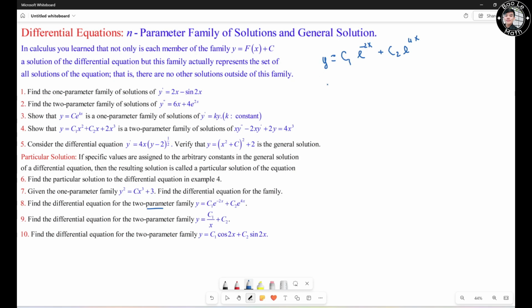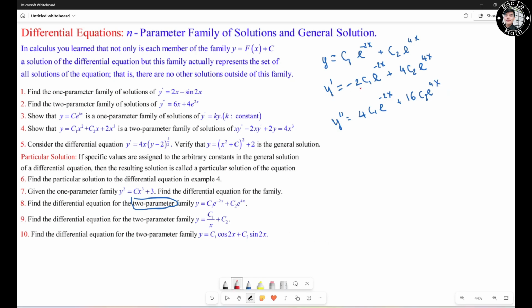Now I need to take the derivative of both sides, so it's going to be y prime equals negative 2 c1 e to the negative 2x plus 4 c2 e to the 4x. Now the second derivative, because the question says two-parameter. So y double prime is going to be 4 c1 e to the negative 2x plus 16 c2 e to the 4x.